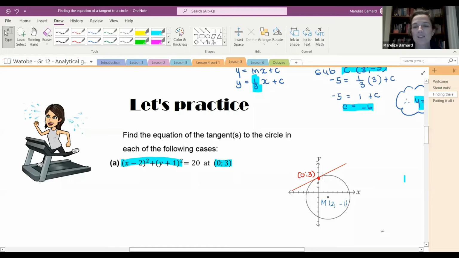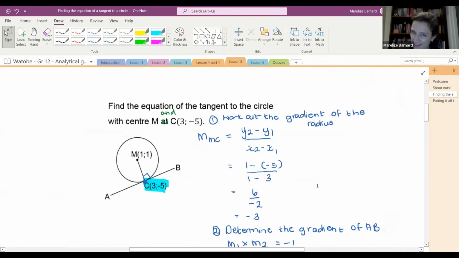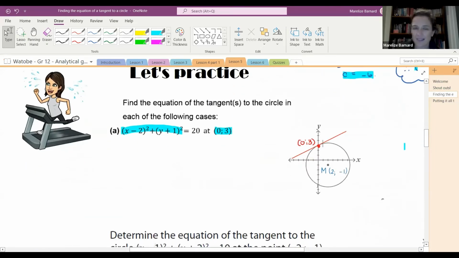Okay, so let's go back to our steps. We start off, we have to work out the gradient of the radius. So the radius is going to be this line here, right? From the center to where the tangent touches the circle. That's the radius. So let's work out the gradient of that. And I'm going to name this point T for touch. So M for the center and T for where the tangent touches the circle.